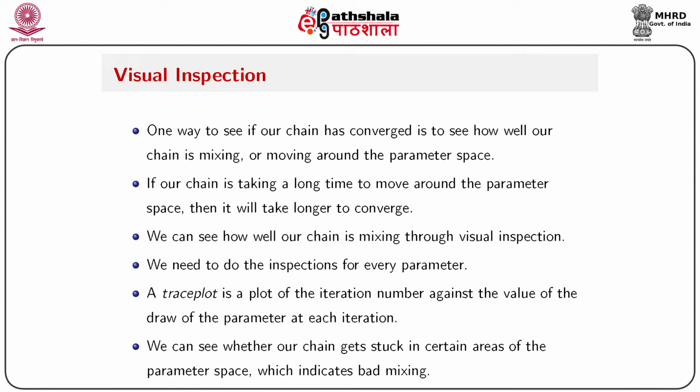Visual inspection: one way to see if our chain has converged is to see how well our chain is mixing, or moving around the parameter space. If our chain is taking a long time to move around the parameter space, then it will take longer to converge. We can see how well our chain is mixing through visual inspection. We need to do the inspection for every parameter. A trace plot is a plot of iteration number against the value of the draw of the parameter at each iteration. We can see whether our chain gets stuck in certain areas of the parameter space, which indicates bad mixing.